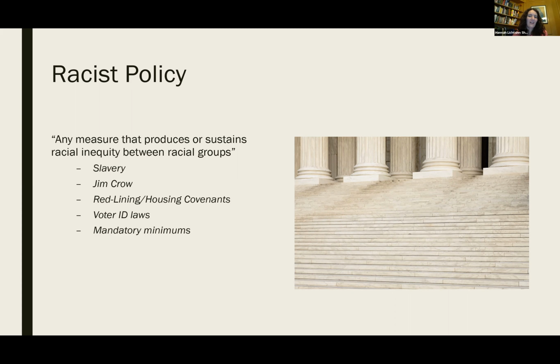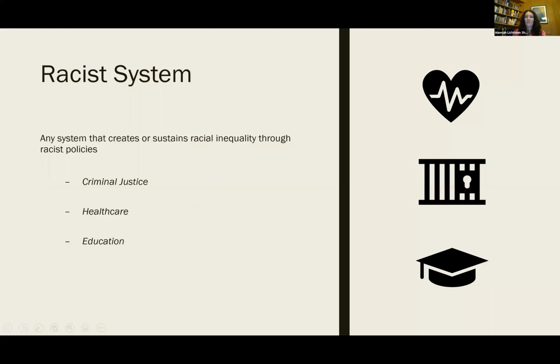But then we also look at measures that sustain racial inequity. So anytime we create a policy through our city council, at our institution, is this policy sustaining racial inequity? Is it doing anything to combat that racial inequity? We need to think about that. And I think that's a really hard thing to do, but it's an important thing to do. So that leads us to racist systems. That's any system that creates or sustains racial inequity through racist policies.